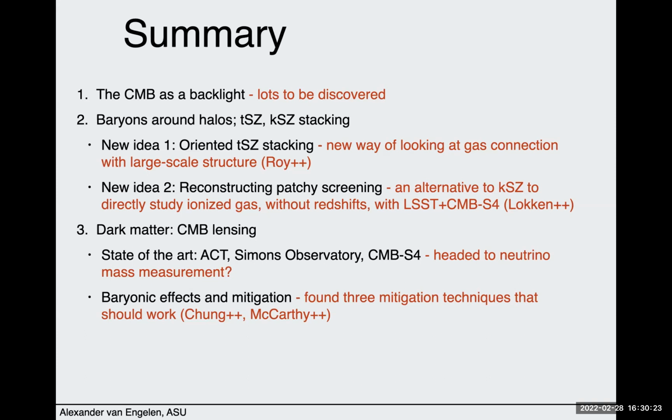So you had a plot for how the kSZ and the tSZ signals look from ACT, and you compared it with Illustris. Yeah. Do you mind repeating it for the people online?